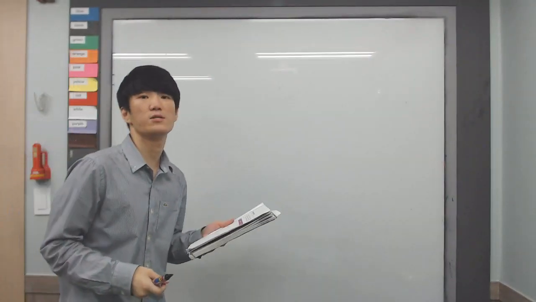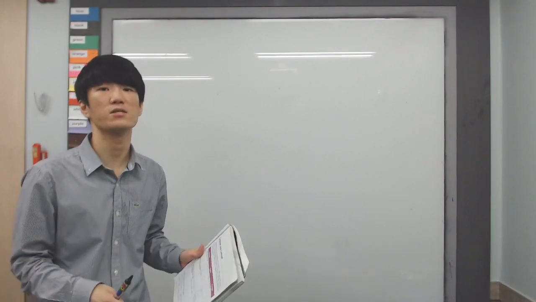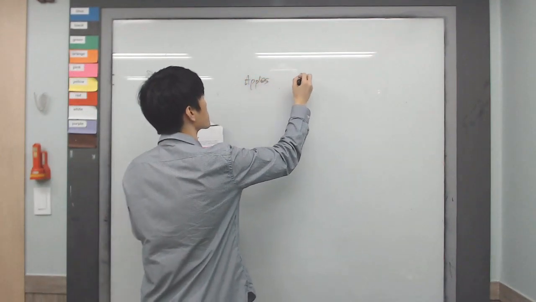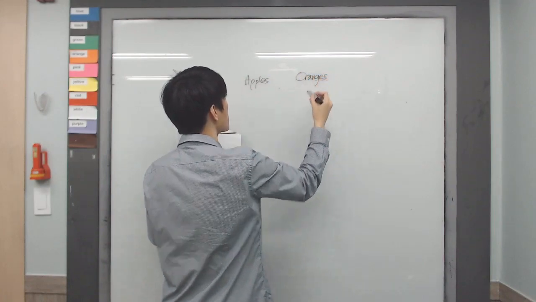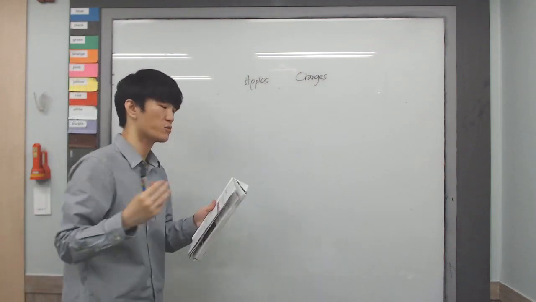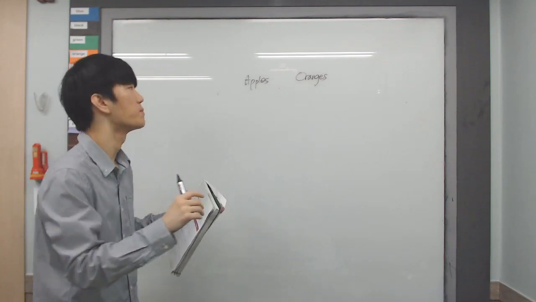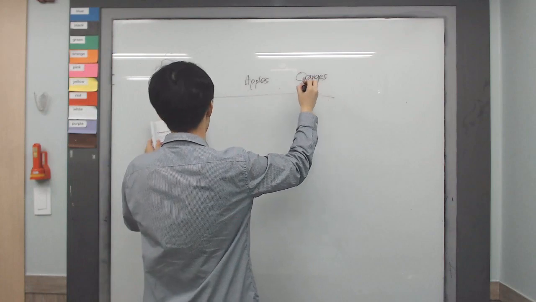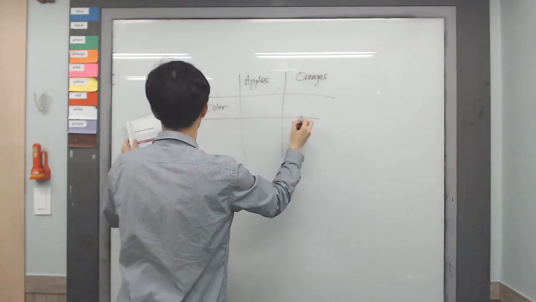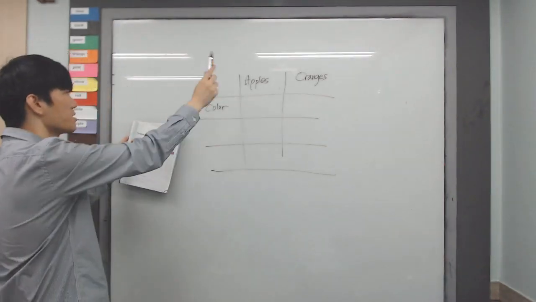And let's move to page 27. Compare and contrast. As I told you before, what is compare and contrast? Compare means find out which is similar, which is same. And contrast means find out the different things. Different, not same. So page 27, this kind of table you can see.